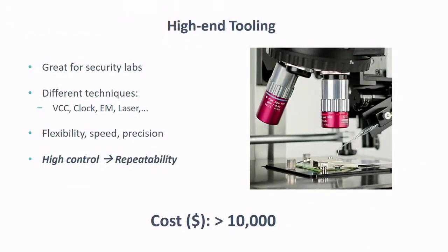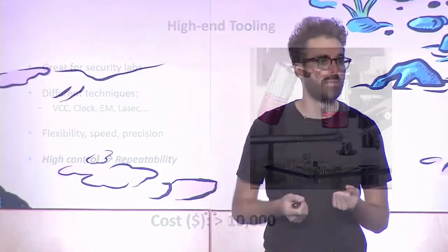So since then, a lot of initiatives have been made to make high-end tooling that allows you to perform fault injection techniques. For example, the company that I work for, Riscure, actually creates this type of tooling. We have a wide range of different tools to perform different types of fault injection techniques, and they provide flexibility, speed, precision. All this high control is very nice for labs that want to do these attacks on a regular basis on different targets to set benchmarks and so forth. But of course, these tools are very expensive, and your typical ethical hacker will not have access to these tools.